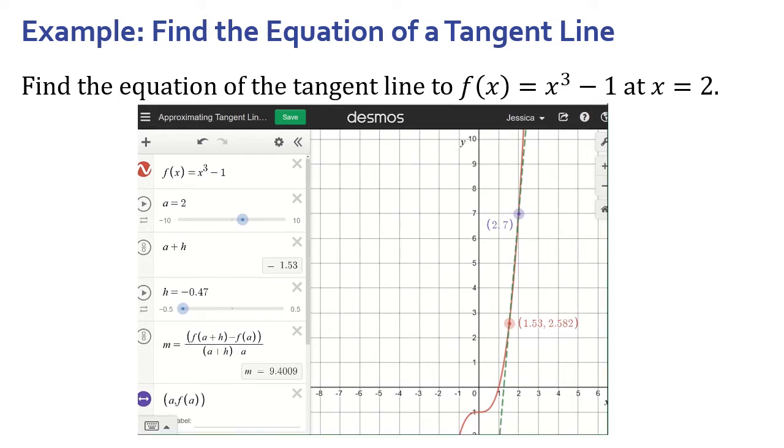Example: find the equation of a tangent line. Find the equation of the tangent line to f of x equals x cubed minus 1 at x equals 2. You can see here I have created a Desmos applet that's going to help us figure out what the slope is first for that tangent line.